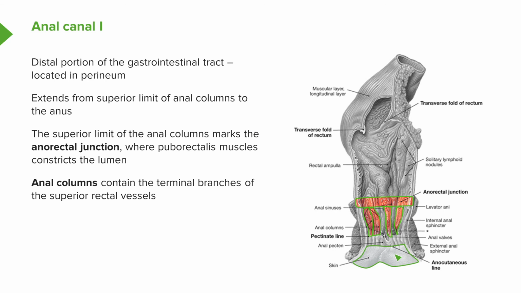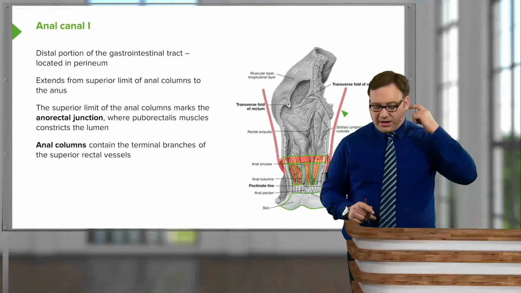This anorectal junction, as I've mentioned, marks where puborectalis sweeps around, and this constricts the lumen, helping to prevent feces from passing out. The anal columns contain the terminal branches of those superior rectal vessels. Also the middle rectal blood vessels as well, if they're present. But these will be coming down the superior rectal blood vessels that have supplied the rectum above.